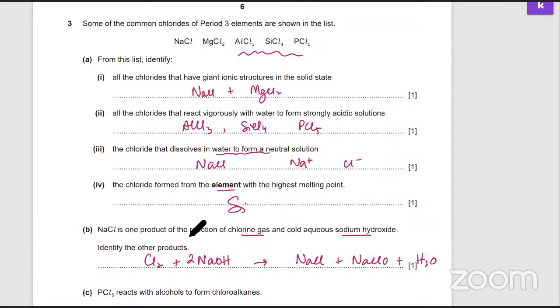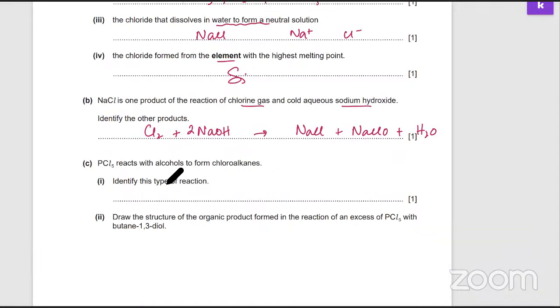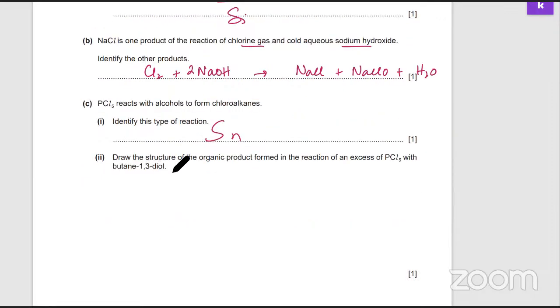As the next part, PCl5 reacts with alcohols to form chloroalkanes. Identify the type of reaction. So alcohols turning into chloroalkanes, that's nucleophilic substitution, SN. Draw the structure of the organic product formed in the reaction of an excess of PCl5 with butane-1,3-diol. What is that?